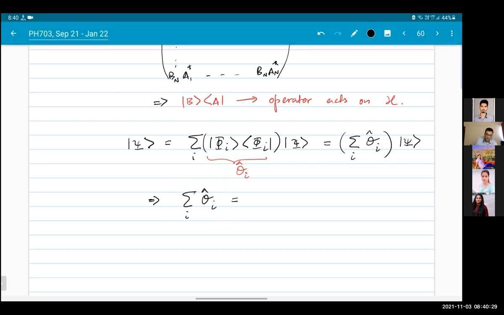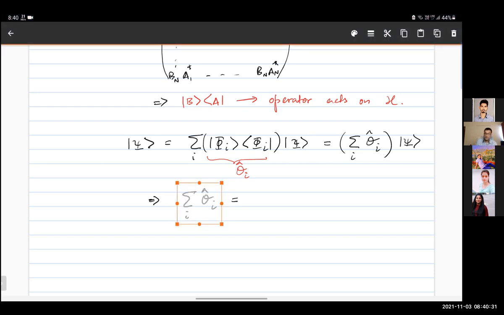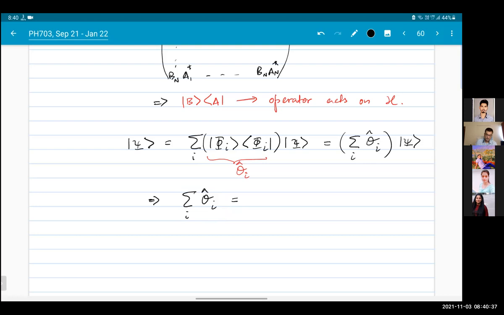So what does this have to be equal to, Bharti? Do you know? It's eigenstate. Eigenvalue. Shubham? Shubham, if you are not there, then I will remove you from the meeting since you are not responding. Okay. All right.